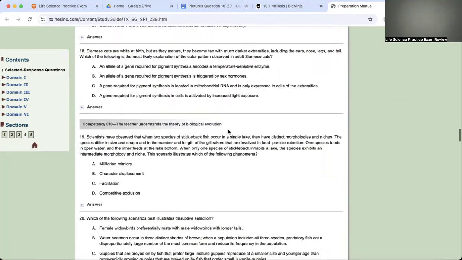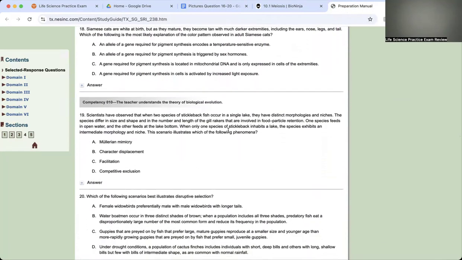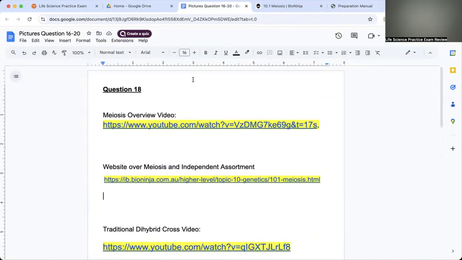All right, so let's move on now to question 18. I just realized I need to retitle this. This is question 18. This is actually question 17. So all of those go to question 17.